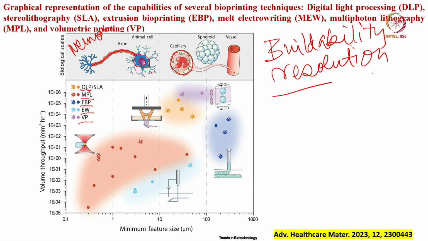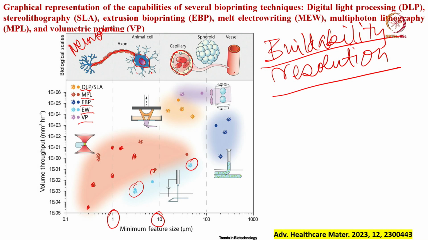This has been mentioned to you before, but this slide re-emphasizes that point once again. These points belong to MPL, multi-photon lithography, where the volume throughput can be as low as 10 to the power minus 5 millimeter cube per hour, with the minimum feature size from 1 micron up to 10 microns. Then you go to electrospinning or melt electrowriting.